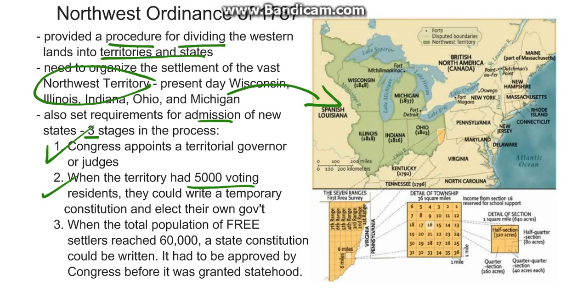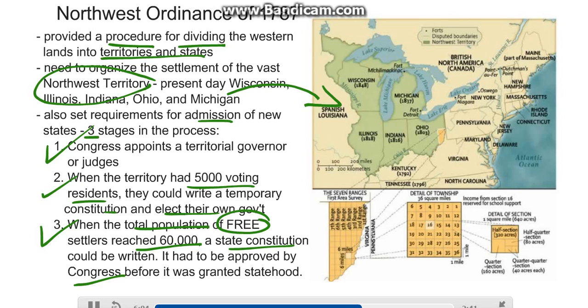When the territory had 50,000 voting residents, they could write a temporary constitution and they could begin to elect their own government. When the total population of free settlers reached 60,000, a state constitution could be written and approved by Congress, and it could be then admitted into the United States as a state. The Northwest Ordinance set the process for new states to be admitted into the Union.